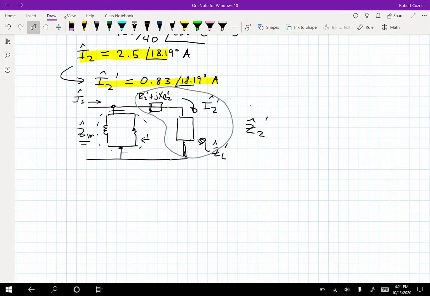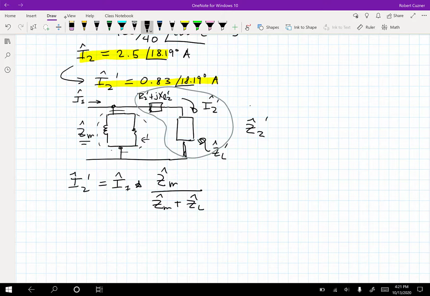And the current divider tells us that I2 prime is equal to I1 times ZM over ZM plus ZL. And we can simply rearrange this and find I1 as ZM plus ZL over ZM times I2 prime.